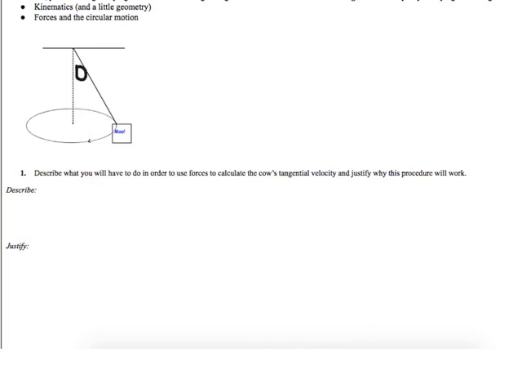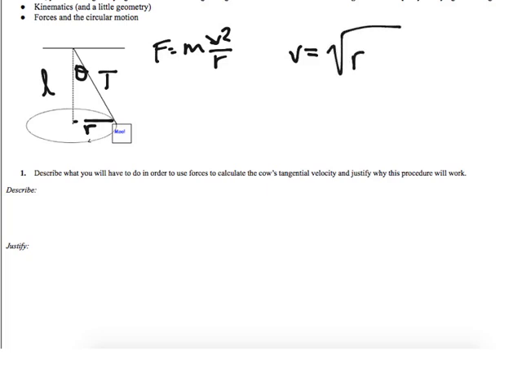Alright, so this is theta, this is our tension from the rope, this is our length, this is our radius. So we know that F equals mv squared over r, and then we ended up solving for the fact that velocity is going to be equal to the square root of r squared times g divided by the length. Because remember, that length was division. I think I accidentally threw it in there as multiplication. So these are your ultimate goals. So you're going to have to find r and L.